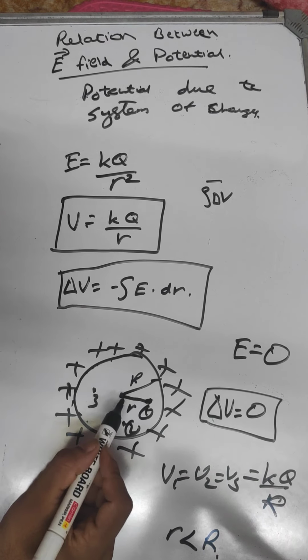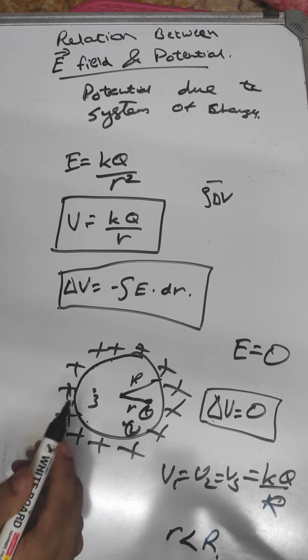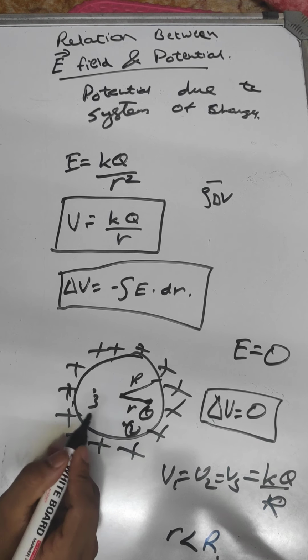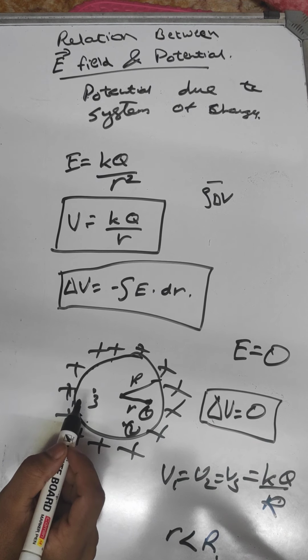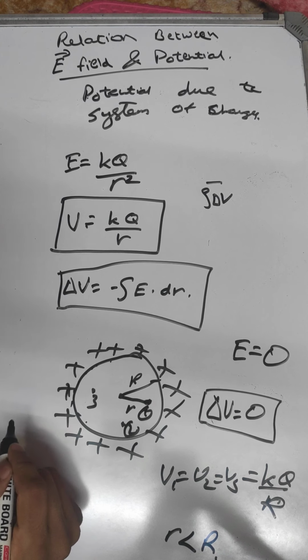Potential inside the surface, or inside the charged sphere, will always be equal. When it is outside, it will change, but when it is inside the sphere, it will always remain constant. So the potential difference between any 2 points inside the sphere will be equal to 0. I hope this point is very clear to you.